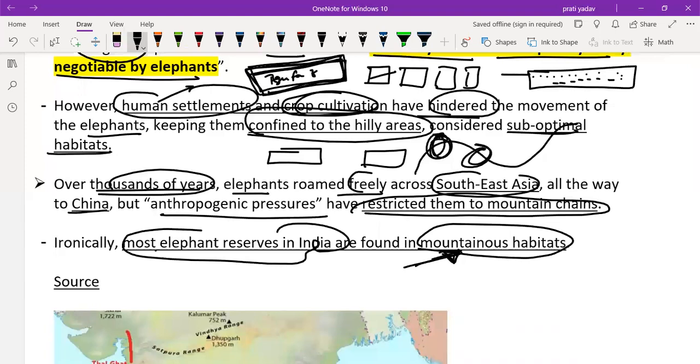In the mountainous habitat, because people in the plain area cultivate, live, and do different activities, and when elephants come, they just disperse them into jungles, forests, and hilly areas. That's why the elephant population is restrained in the hilly area, and it is not good.